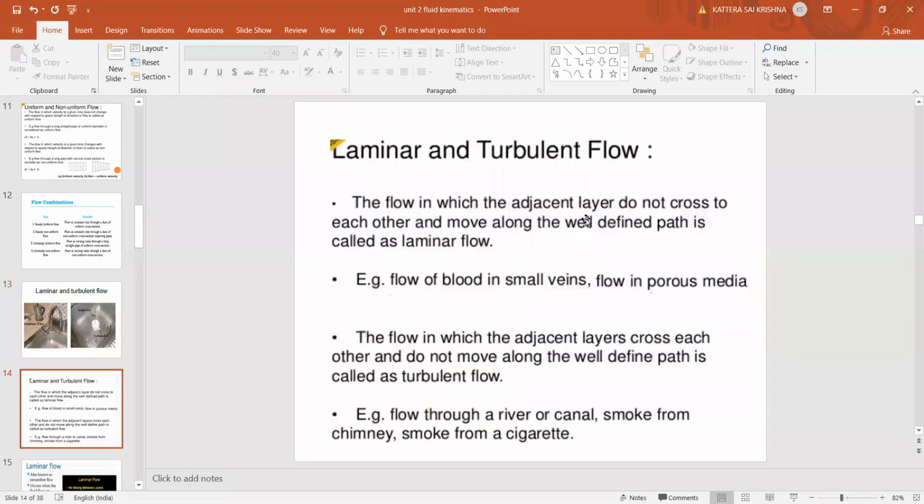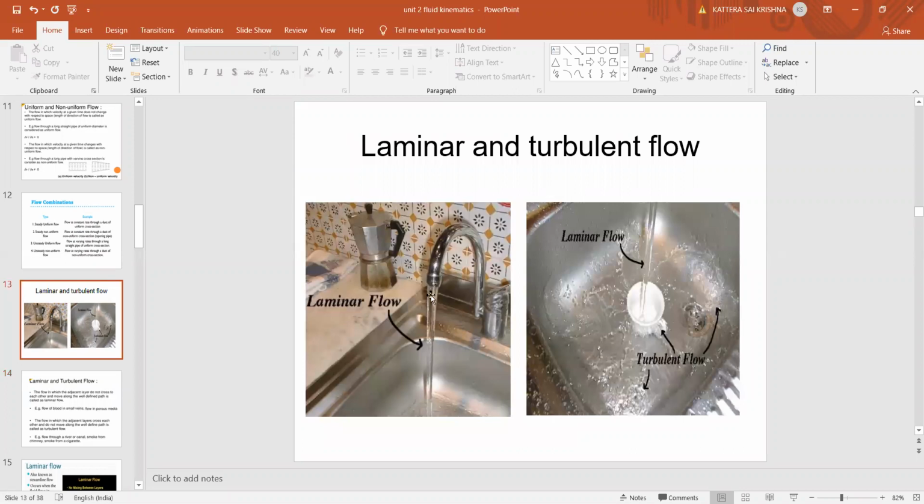The flow in which the adjacent layers do not cross each other and move along a well-defined path is called laminar flow. You can see here all the fluid particles, if you consider them as layers, go in a parallel way. They will not cross one over the other. So that is called your laminar flow.